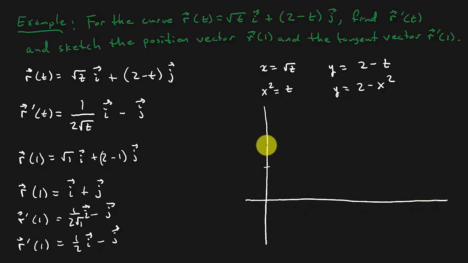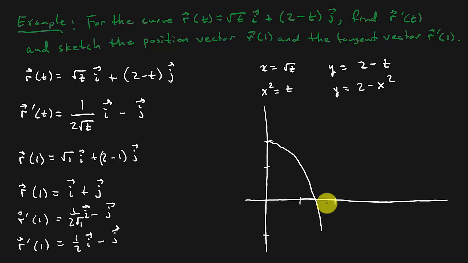Let's see, 1, 2, 1, 2, 1, 2. Trying to make them as evenly spaced as possible so we can get a good picture of it. So the graph of this parabola y equals 2 minus x squared is a parabola that opens down, right? The vertex is at 0, 2, and it crosses at square root of 2, so that's somewhere between 1 and 2.